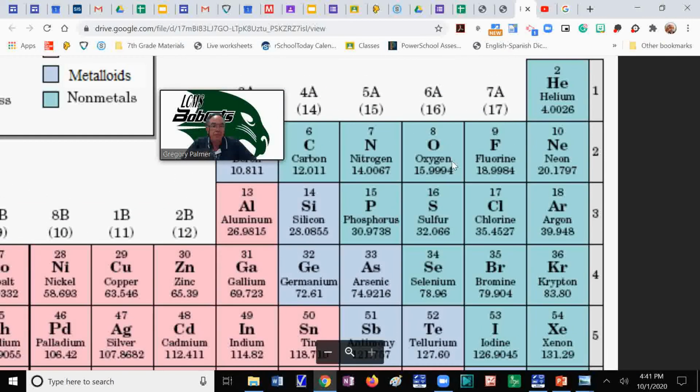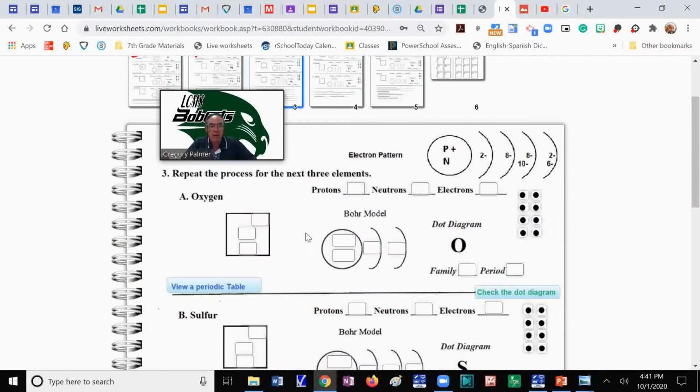So here it is. It says oxygen has an atomic number of 8, and it has a mass of 15.9994. So we're going to round that up to 16. So we have an atomic number of 8, and a mass of 16, and we have an element symbol of O, and we know from the atomic number that we have 8 protons. The mass of 16 minus 8 is 8 neutrons. That means we also have 8 electrons because we have 8 protons. So in our nucleus, we have the 8 protons.